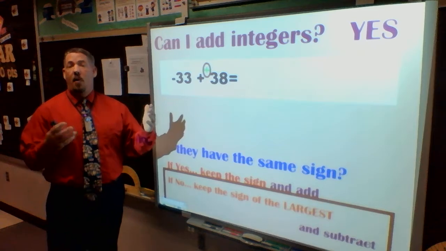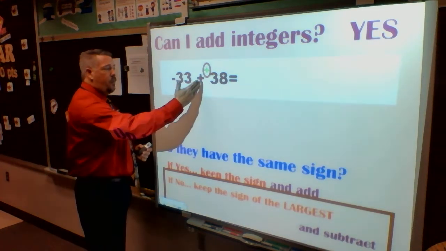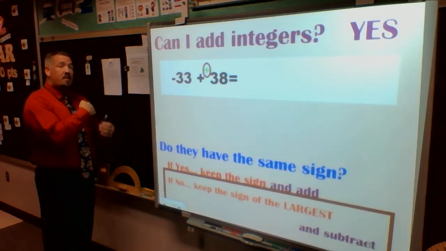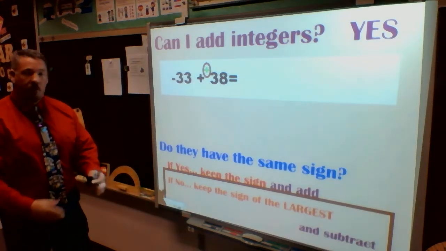This is automatically a positive. It's an understood positive number. So this would be saying that I went from 0 and I went back 33 steps. But then I went forward 38 steps. And what does that take me to?